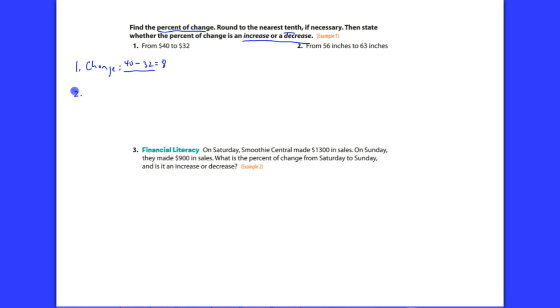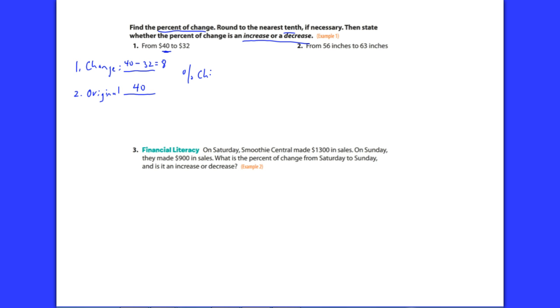Now, the second thing that you want to know is what was the original amount? In other words, what was this before it changed? Was it 40 or was it 32? It went from 40 to 32. So the original was 40, because it changed to 32.